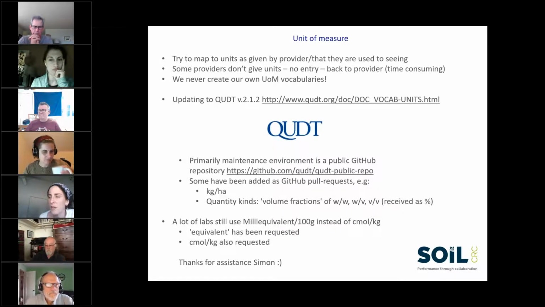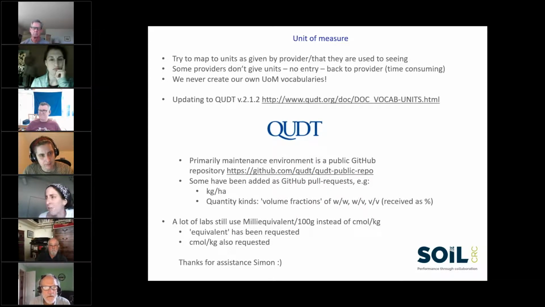We found a few of the soil units not available as controlled vocabularies, and Simon pointed out that this has been managed primarily through GitHub, so you can put up pull requests for units of measure you notice are missing. So yeah, Simon's helped out. He put kilograms per hectare up there, and I found that the quantity kinds for volume fractions weren't up there, which we used. So weight per weight, percentage weight per weight, etc.